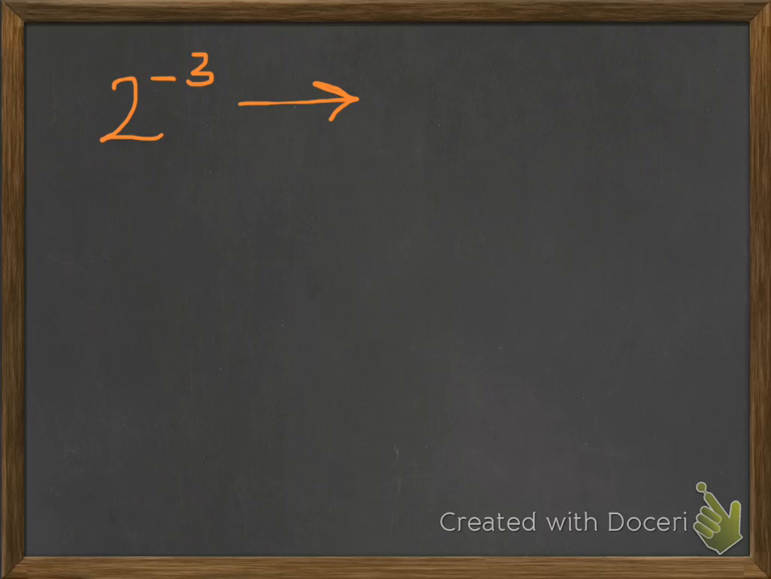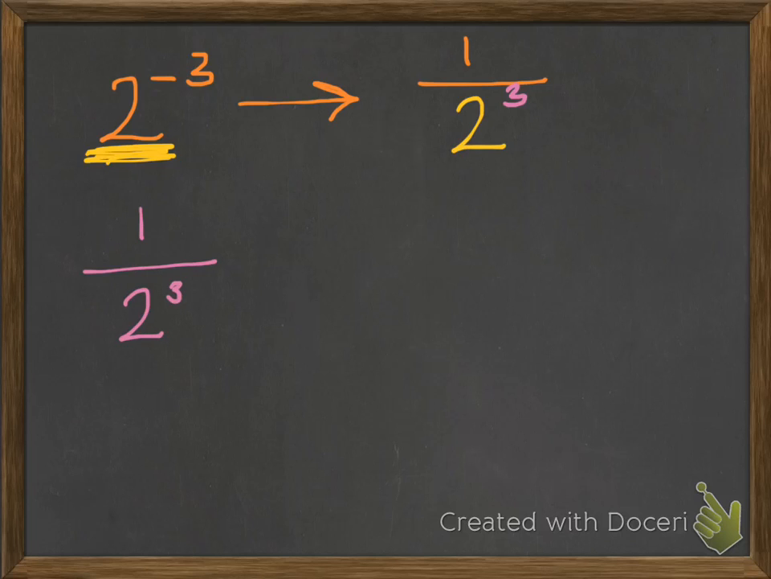So the way that you would rewrite 2 to the negative third as a fraction is you always start with a numerator of 1. Then your denominator just comes from your base, which in this case is 2, and then your exponent, this negative 3, you change to a positive value of 3. So 2 to the negative third is the same as 1 over 2 to the third.